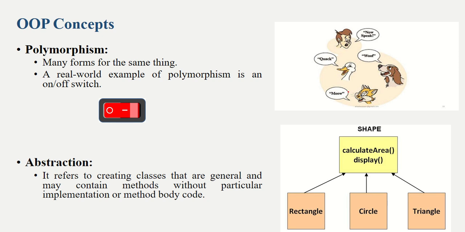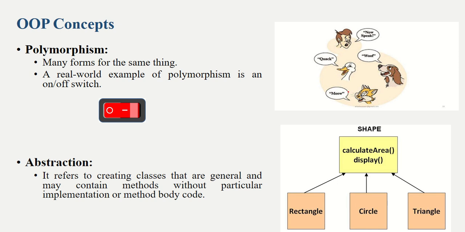So polymorphism means we have many forms for the same class. As an example, on/off is just a button, but it has two forms, on and off. Same thing for the class. We have a class, but this class has many forms. For example, we have shape, and the shape has rectangle, triangle, and so on. It has many shapes.